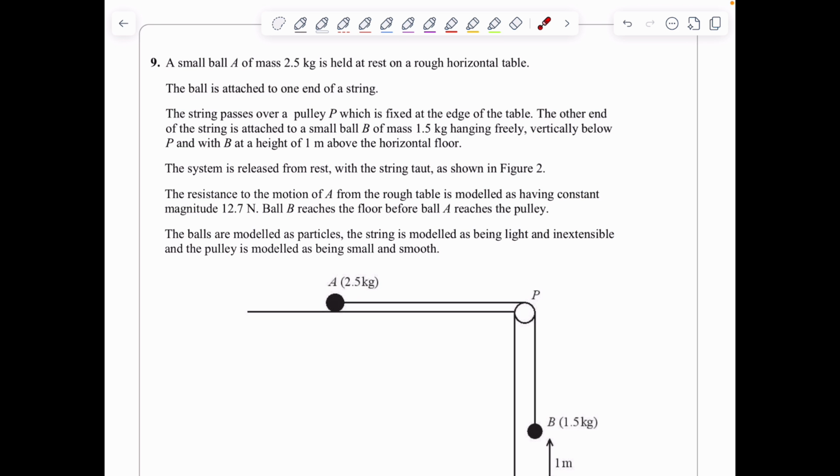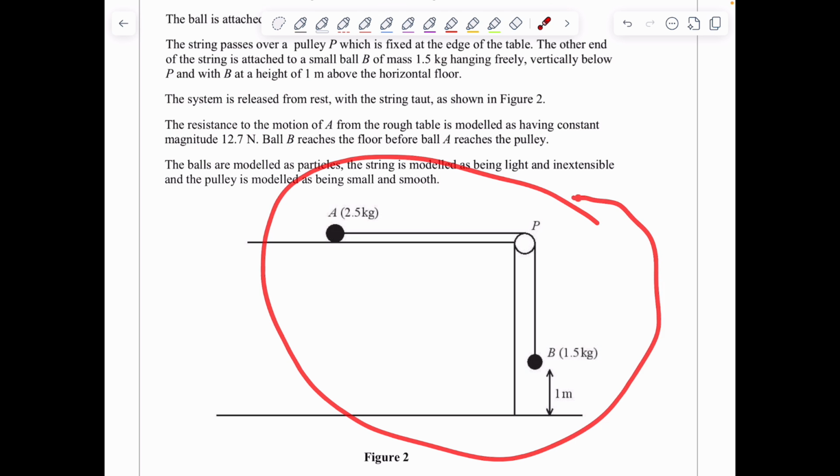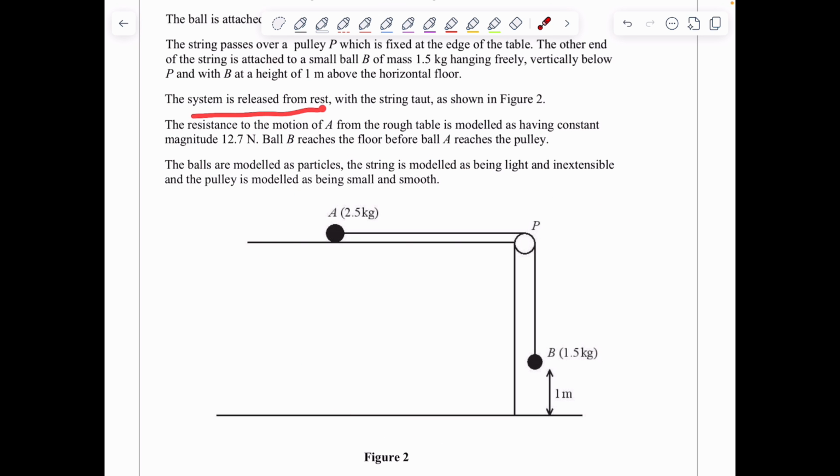In question 9, a small ball A of mass 2.5 kilograms is held at rest on a rough horizontal table. Now the ball is attached to one end of a string. The string is passing over a pulley P, which is fixed at the edge of the table. The other end of the string is attached to a small ball B of mass 1.5 kilograms hanging freely vertically below P and with B at a height of 1 meter above horizontal floor as shown in the diagram here. Now the system is released from rest with the string taut.